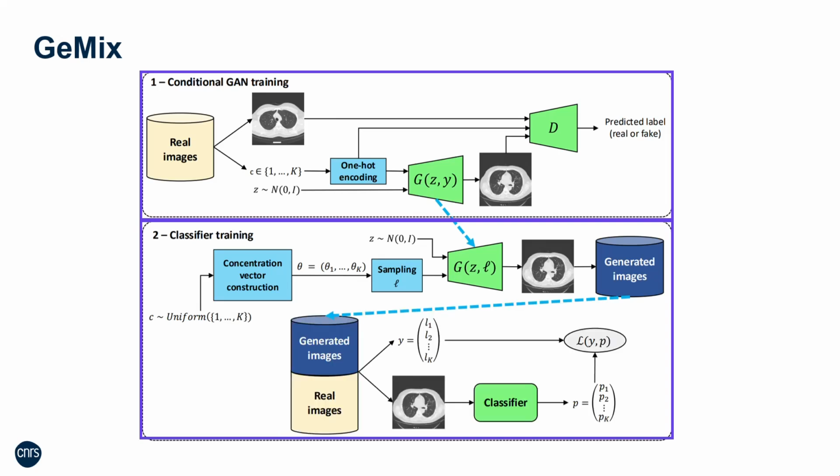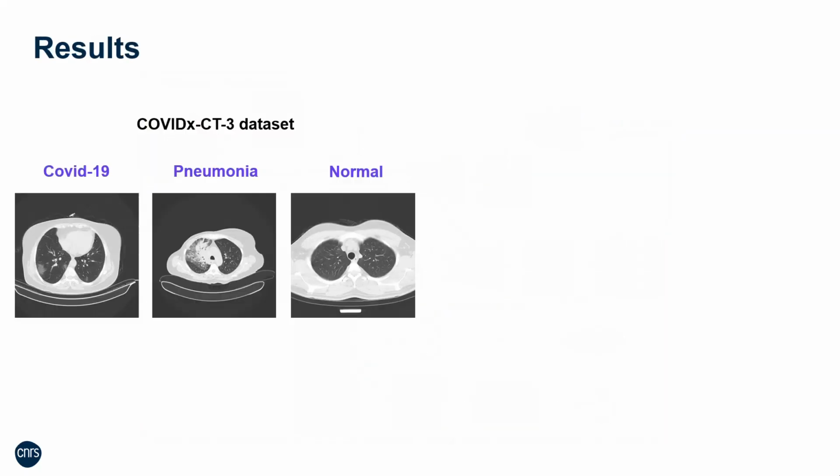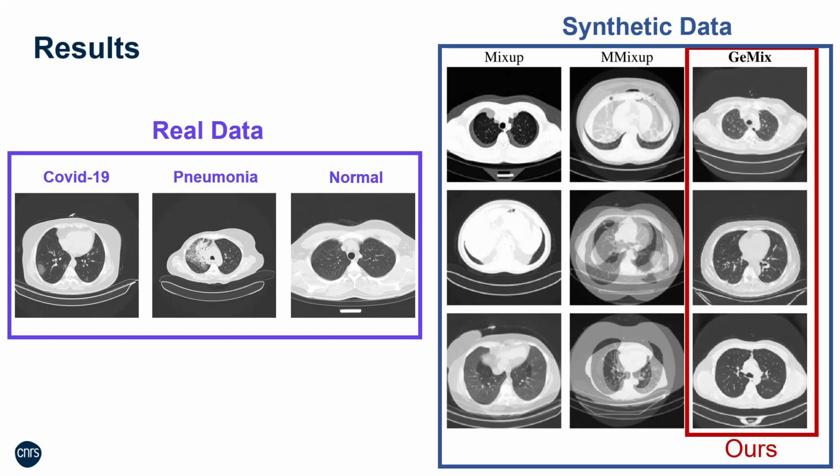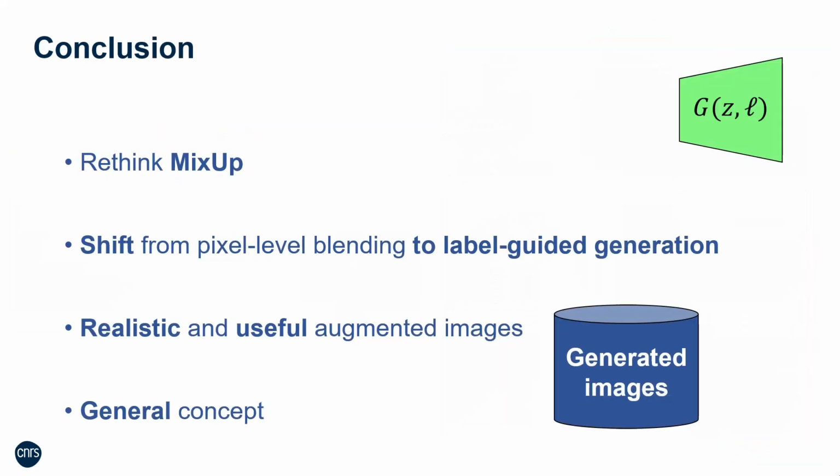With this pipeline in place, the next step is to test its effectiveness. We evaluate GeMix on the COVID-X CT3 dataset, which contains chest computed tomography scans from three categories: COVID-19, pneumonia, and normal cases. Compared to classical mix-up and the generalization M-Mixup, which blend as many images as there are classes, GeMix consistently improves classification performance. Qualitatively, our samples seem to look more realistic than pixel-blended ones, preserving lung anatomy and avoiding ghost artifacts.